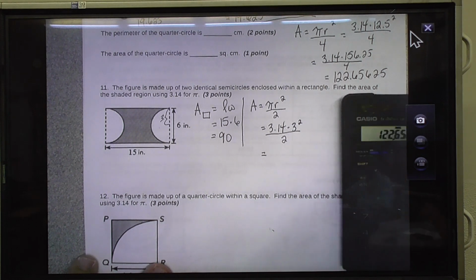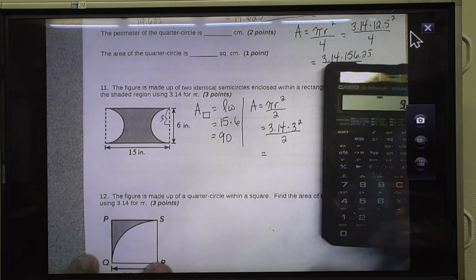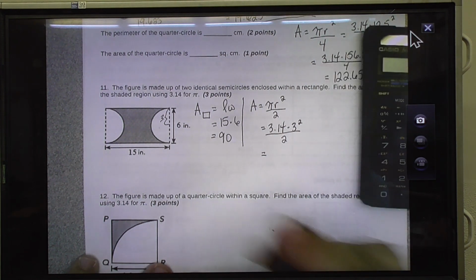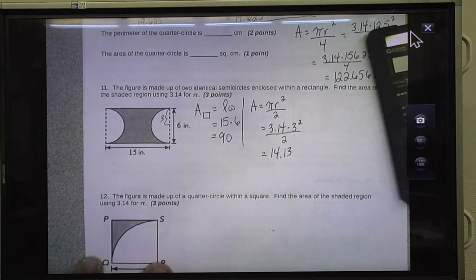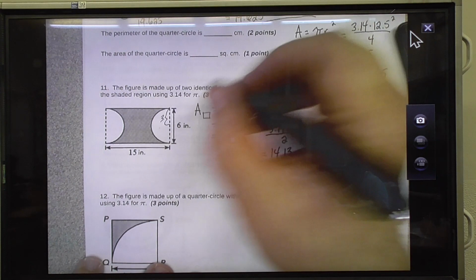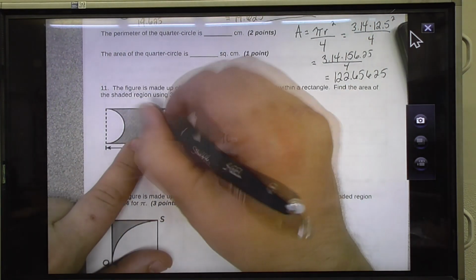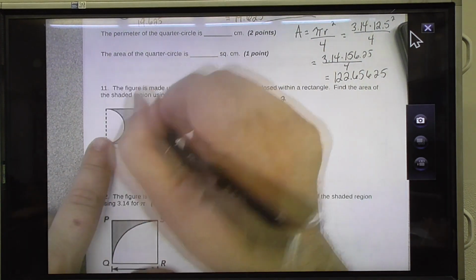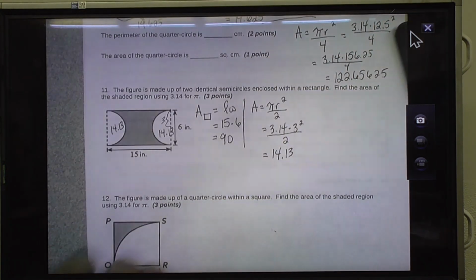Oh, I'm sorry. So 3 squared, 3 times 3, is obviously 9. 9 times 3.14 gives us 28.26. Divide that by 2 because it's a semicircle. Each semicircle's area is 14.13. So this whole rectangle right here is 90, but we want to take out 14.13 for that semicircle. Is this semicircle the same size? Yeah. And we want to take out 14.13 on this one too.